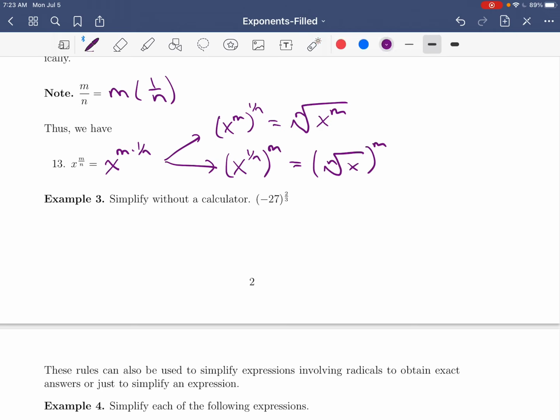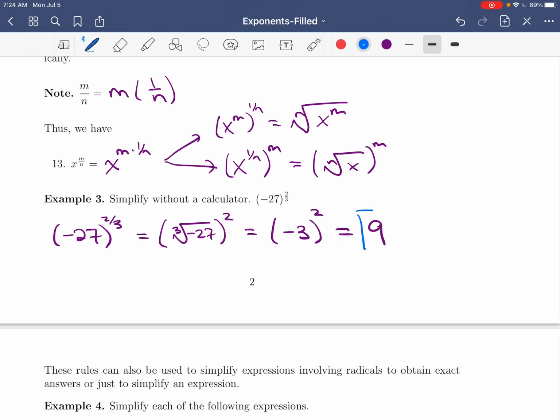So if we wanted to simplify this, you could do negative 27 squared and then take the cube root. I know that 27 is a cube, so I'm going to do the cube root first. So it's going to be the cube root of negative 27, and then I'm going to square it. 27 is 3 times 3 times 3, so the cube root of that is going to be negative 3. And then when I square that, I'm going to get 9.